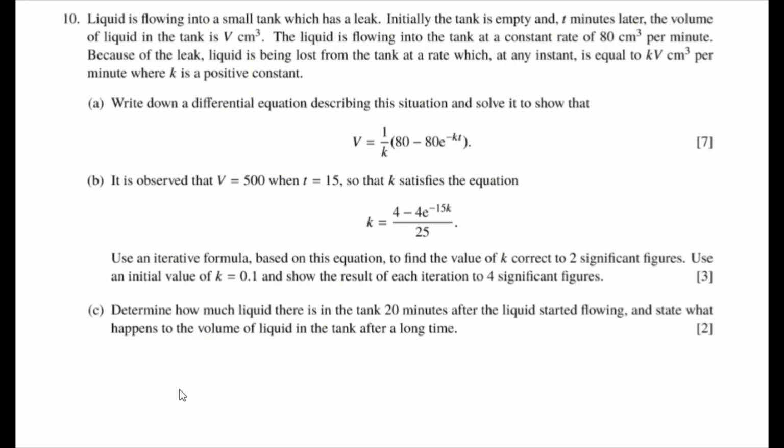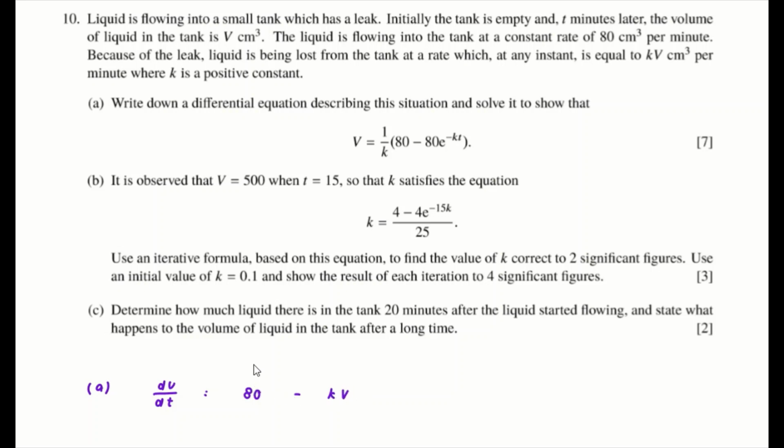Okay, so the first thing that we need to do is to identify our differential equation first. So the thing that we have is the rate of liquid in the tank. So that's why it's supposed to be dV/dt. Okay, so we can see that the liquid is flowing into the tank at 80 cm cube per minute. Then after that, liquid is being lost. So the speed that it's being lost is kV. So that's why it will be 80 minus kV. I hope you get what I mean.